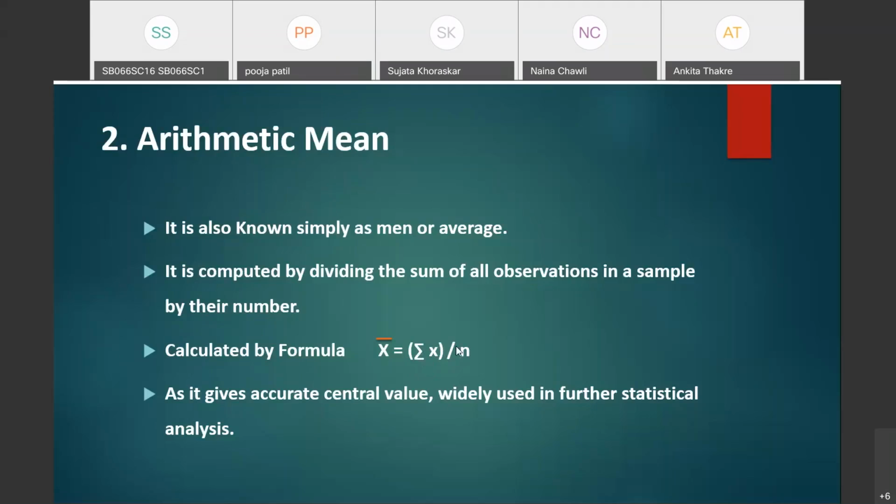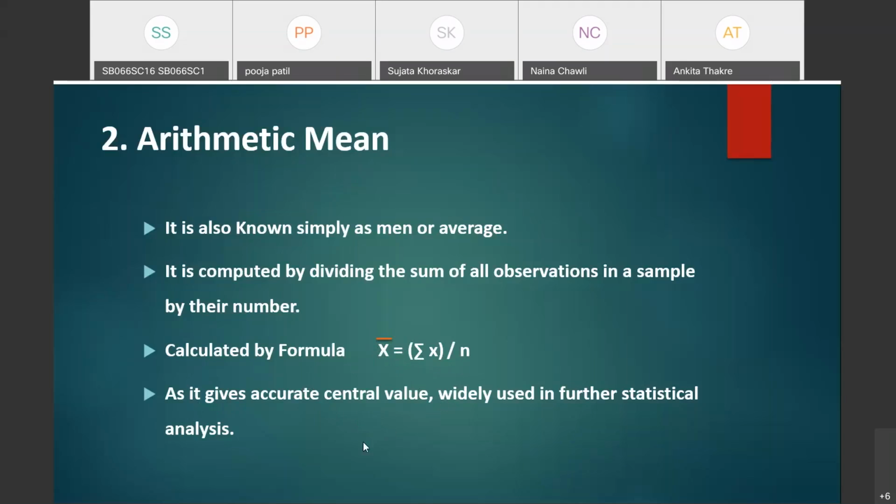Here n means the number of observations. Suppose there are 20 observations, then the value of n will be 20. It is calculated by the simple formula: arithmetic mean is equal to the sum of all observations divided by the number of observations. As all the values provided from a sample are used in this formula, it gives the accurate central value, and therefore the arithmetic mean is widely used in further statistical analysis.